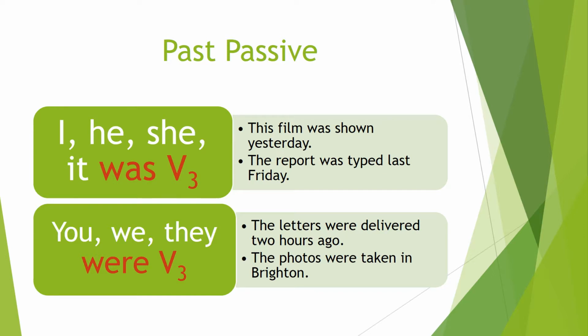Right now we are going to make past simple passive. For past simple passive, you need auxiliary verbs was and were plus the past participle. Was is used with singular nouns and were with plural. This film was shown yesterday. The report was typed last Friday. The letters were delivered 2 hours ago. The photos were taken in Brighton.